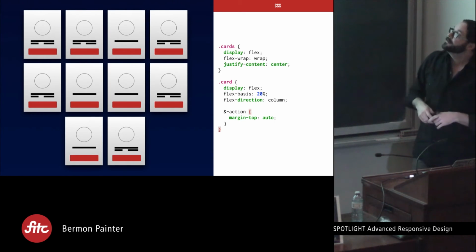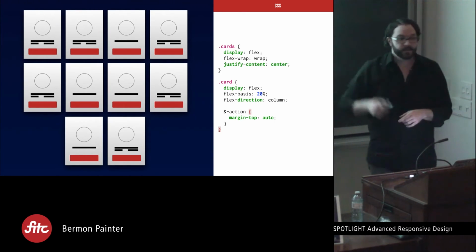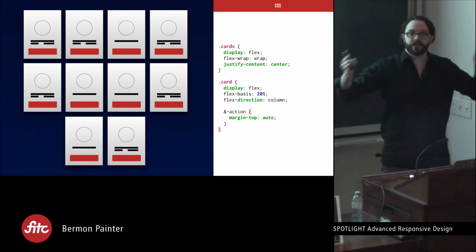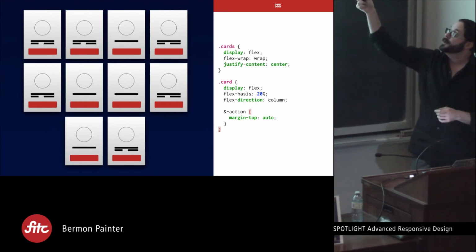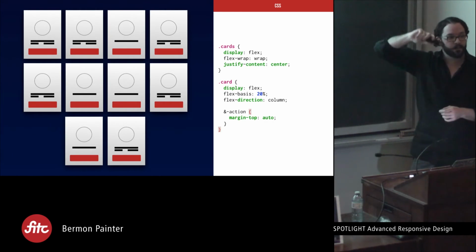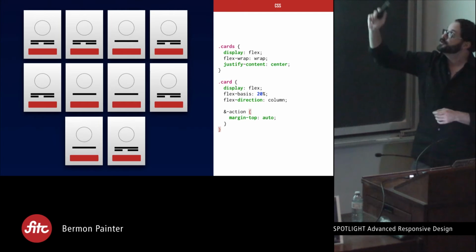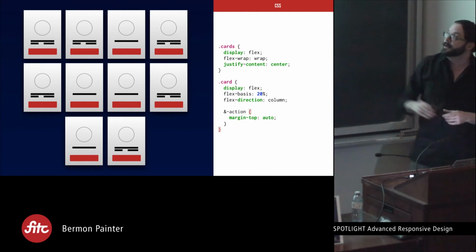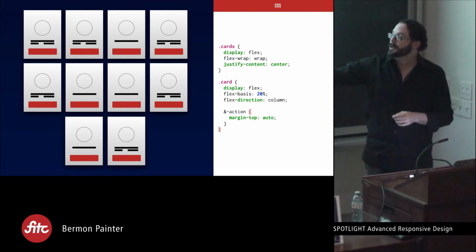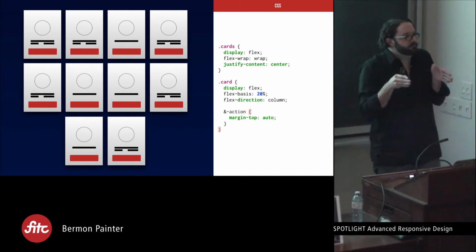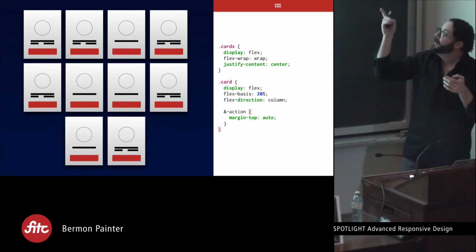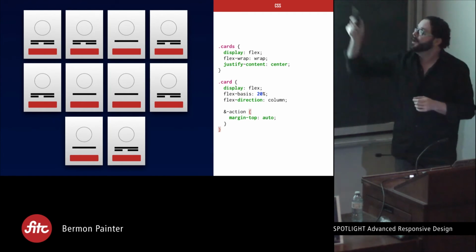Again, we set the card's parent to display flex. We're going to set this to wrap, so it's not going to try and squish everything into a single row. And then the thing that we're doing differently this time versus the example from this morning is we're just going to set justify content to center. So regardless of how many cards we have, that last row is always going to be centered. Right? Pretty easy. That's the way to fix that.